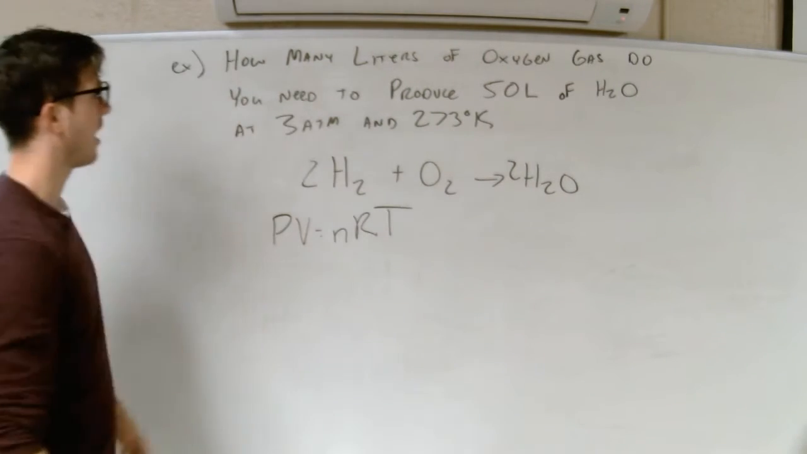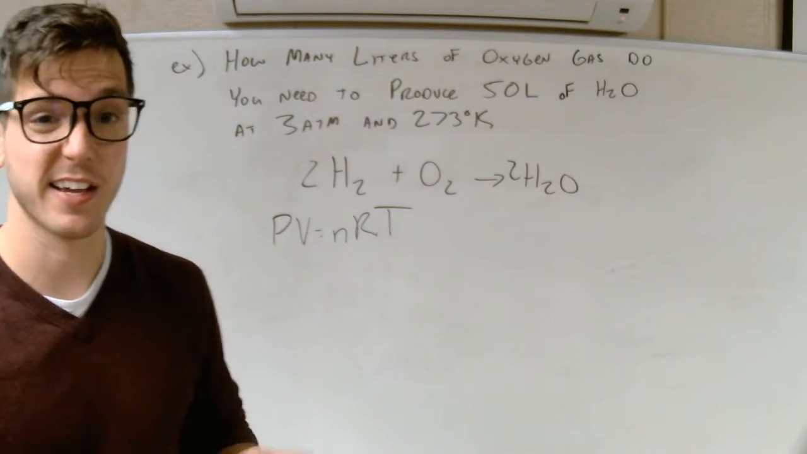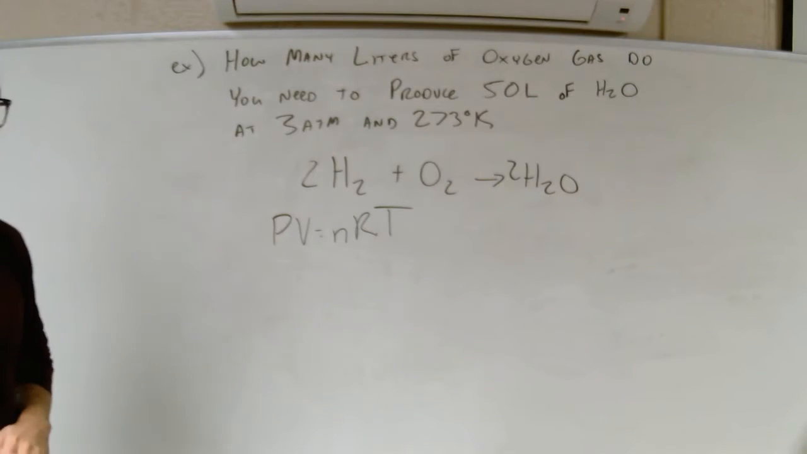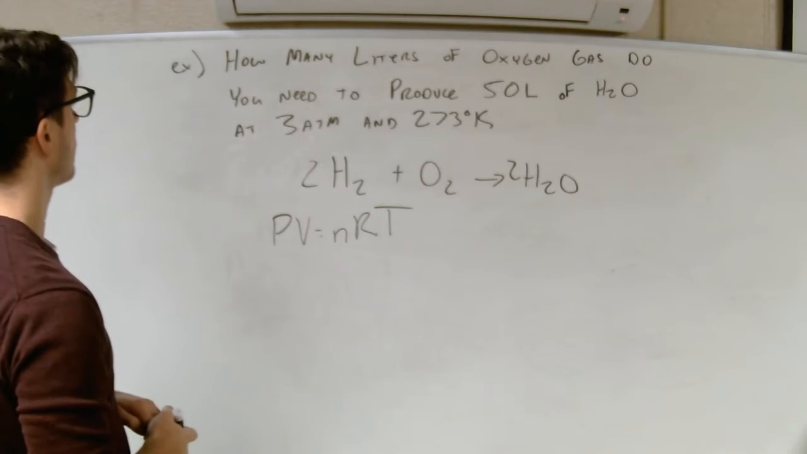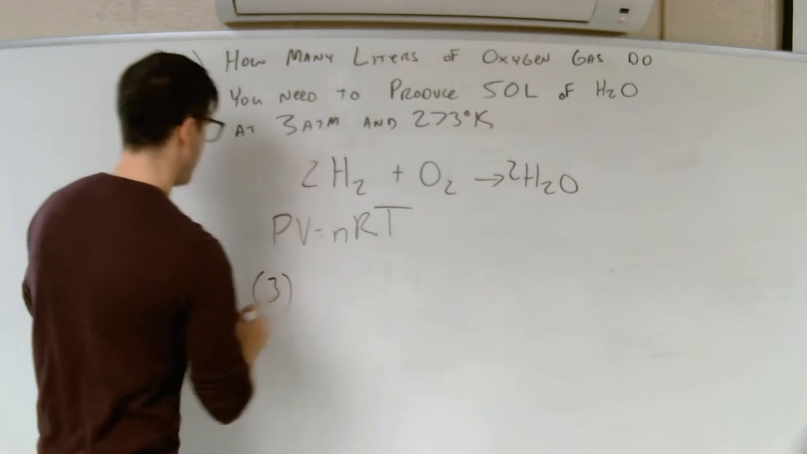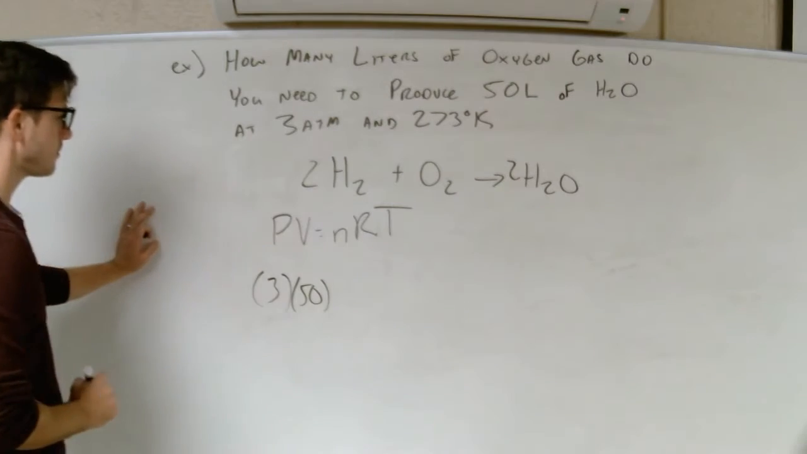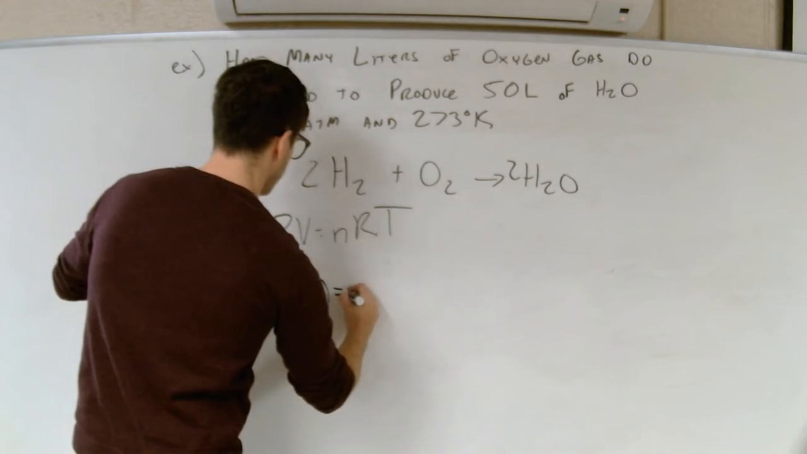Through PV = nRT, I could find moles of water, and then after that I could do a mole ratio and figure this whole thing out. Okay? So let's plug in what we know. We know we have 3 atm. We know we have 50 liters. We don't know our moles, that's what we're looking for.